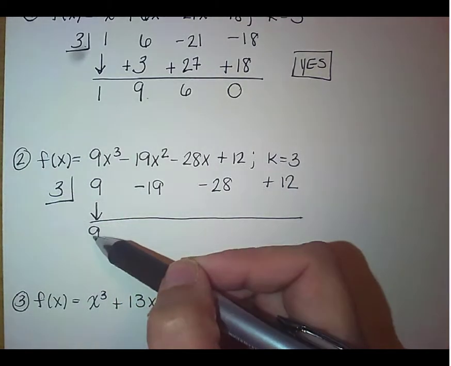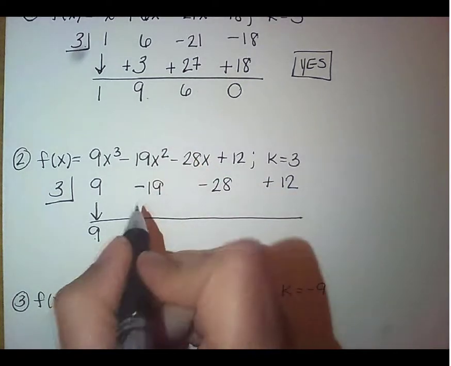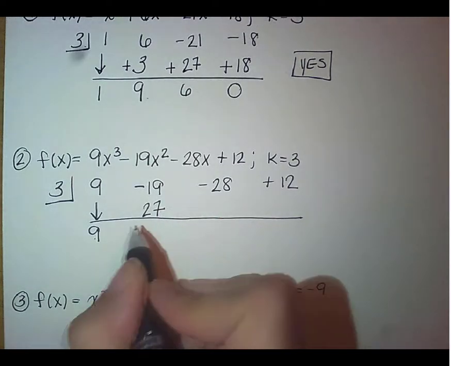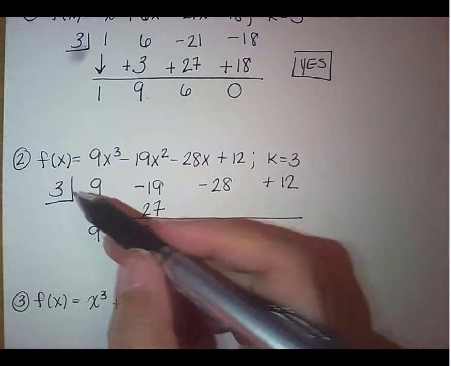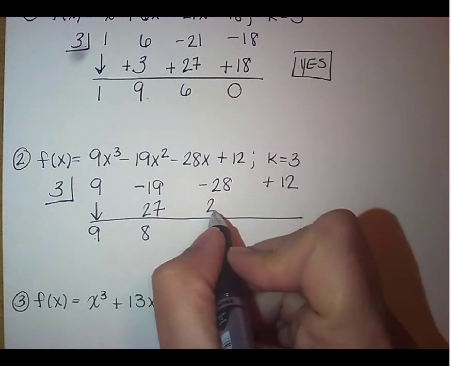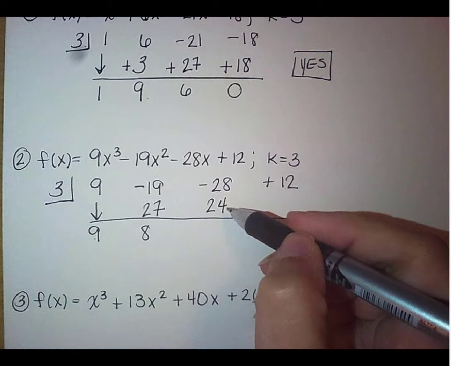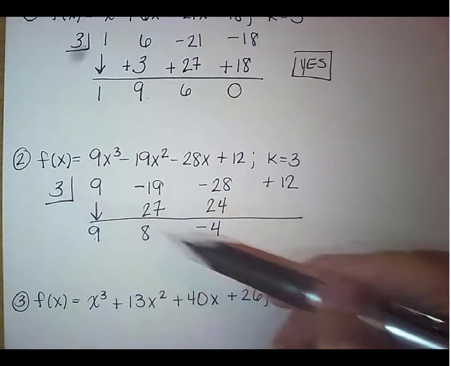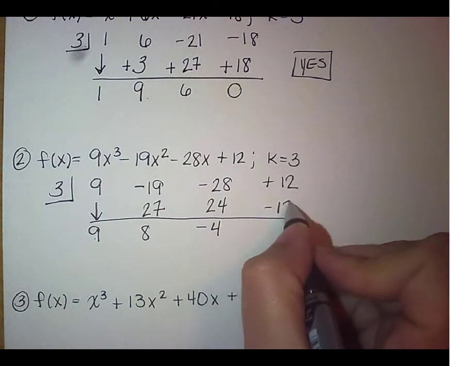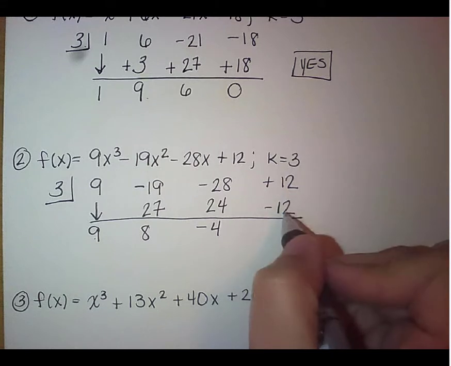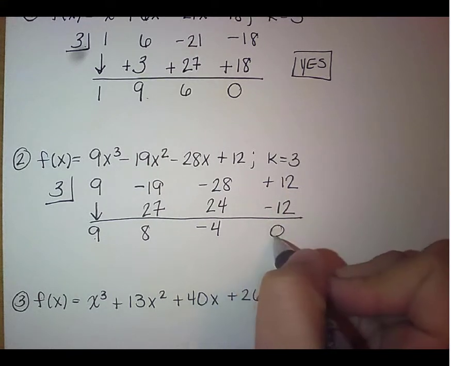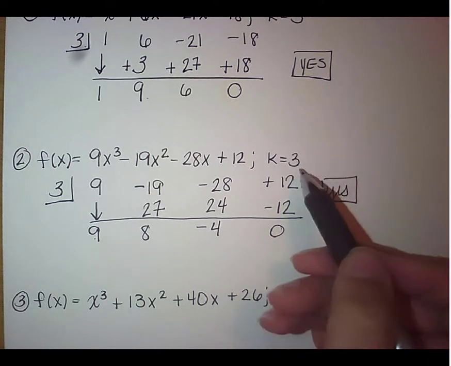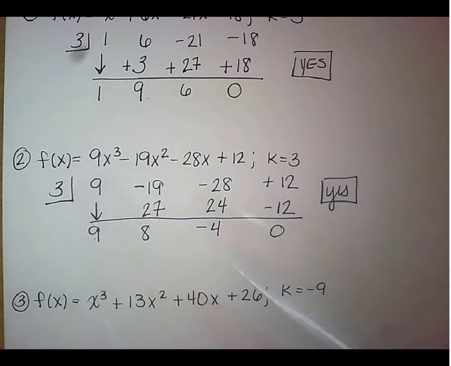Then we go 3 times 9 is 27. Negative 19 plus 27 is 8. 3 times 8 is 24. Negative 28 plus 24 gives us a negative 4. And 3 times negative 4 is negative 12. Positive 12 minus 12 gives us 0. Again, as long as that's a 0, our answer is yes. 3 is a spot where this polynomial crosses or touches the x-axis.